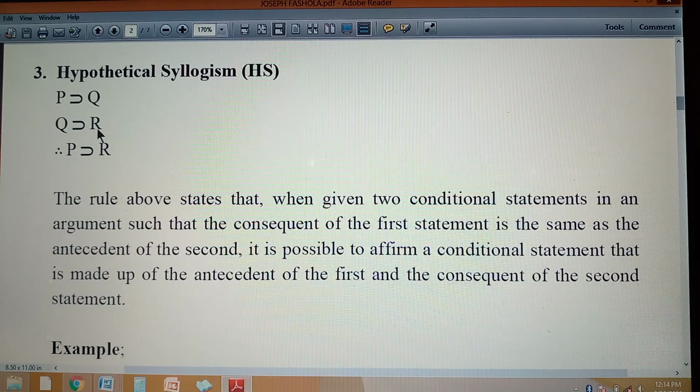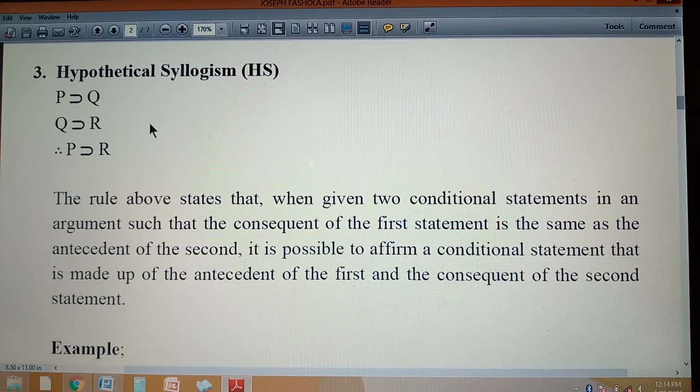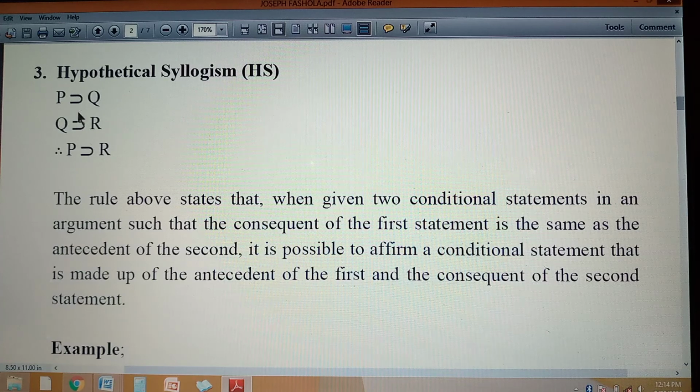You must also understand that the consequence of the first must be the antecedent of the second before you can draw hypothetical syllogism. If the consequence of the first line is not the antecedent of the second one, it is not possible to draw hypothetical syllogism. Let's say here you have P conditional Q and here you have S conditional R. You cannot draw hypothetical syllogism because the consequence of the first is not the antecedent of the second. This relationship must be present before you can draw hypothetical syllogism.